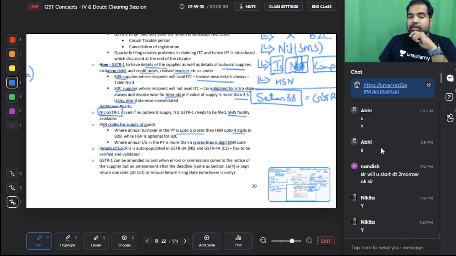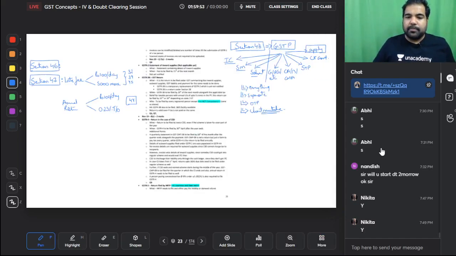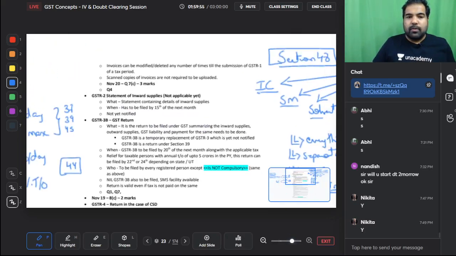The details of GSTR 1 is auto-populated in GSTR 2A for normal people and 4A for composition scheme. GSTR 1, if there is any errors, etc., you can go back and change. You can incorporate in the month you change, but subject to the expiry period, which is the same as section 16.4, that is 20th October annual return filing date. Scanned copies of invoices are not required to be uploaded. GSTR 2 is not been notified yet.